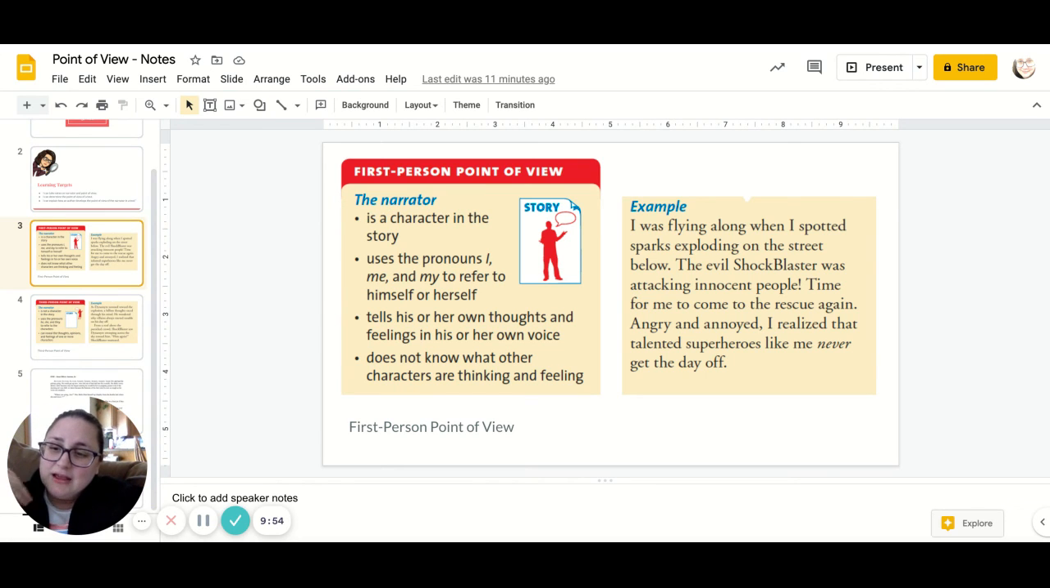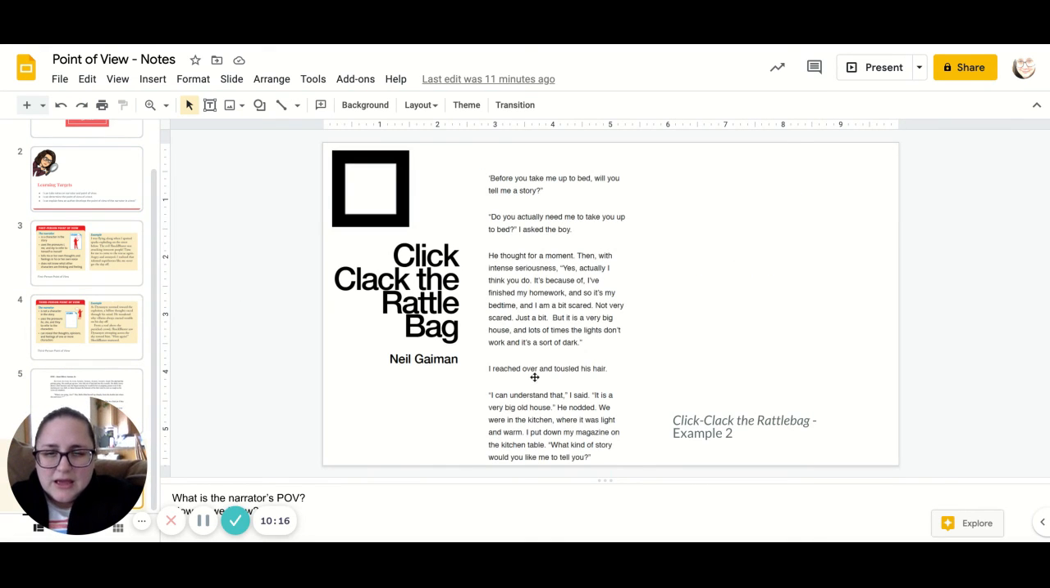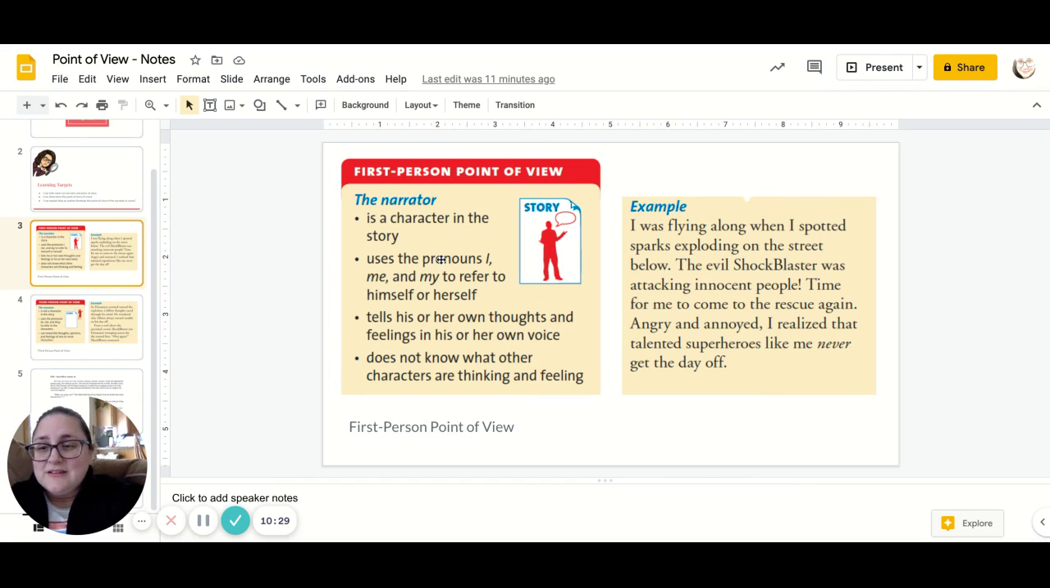He's literally telling us a story about when he's talking to this boy. He says, I tousled his hair. He's talking to the boy. He's a character in the story. He's talking about his own thoughts or feelings, right? Because he's telling him that he thinks it's a very big old house, and he does not know what the other characters are thinking and feeling. He can't know what the other characters are thinking and feeling here because he actually asks the boy, do you actually need me to take you up to bed? He doesn't know what the boy is thinking. He has to ask him. So therefore, all of those work together to tell us that Click Clack the Rattlebag is written in first person point of view.